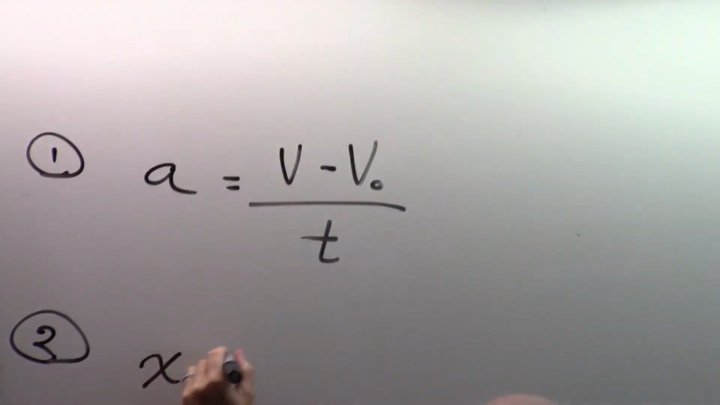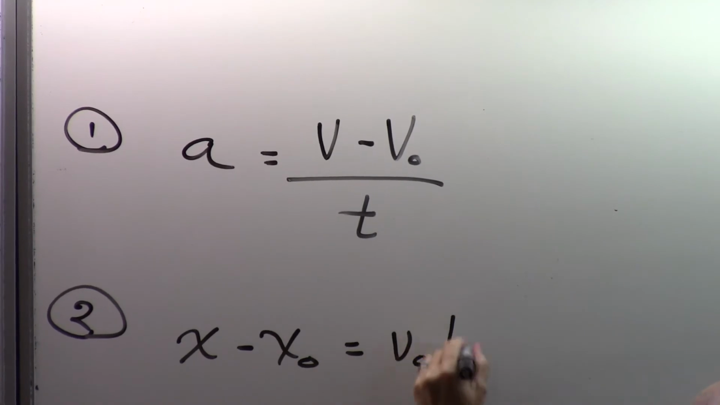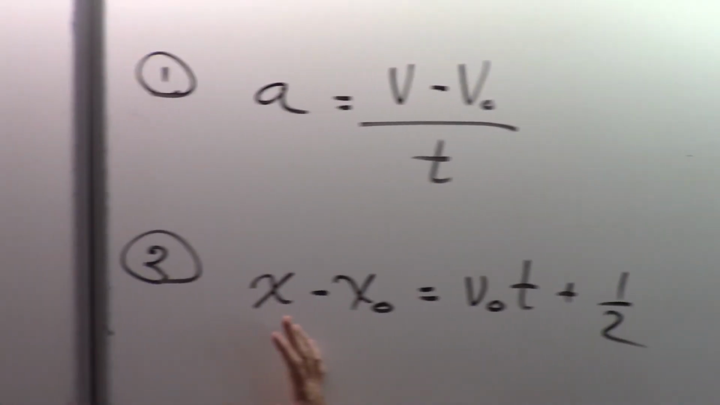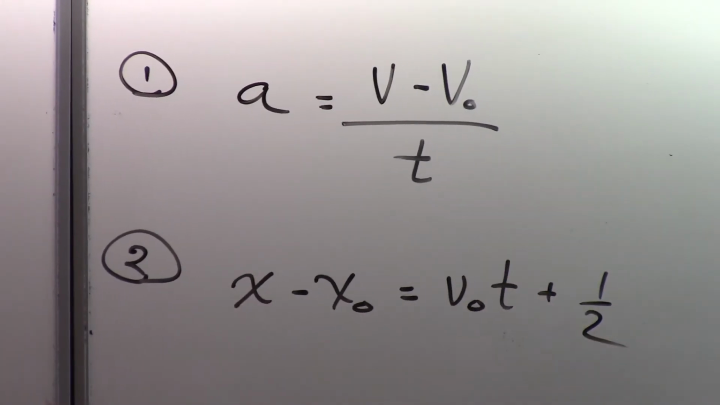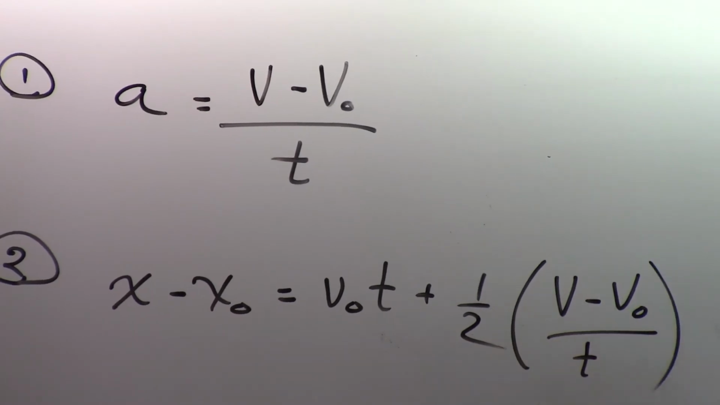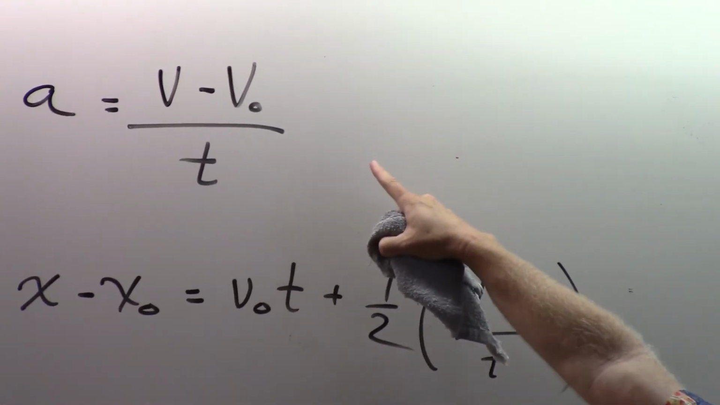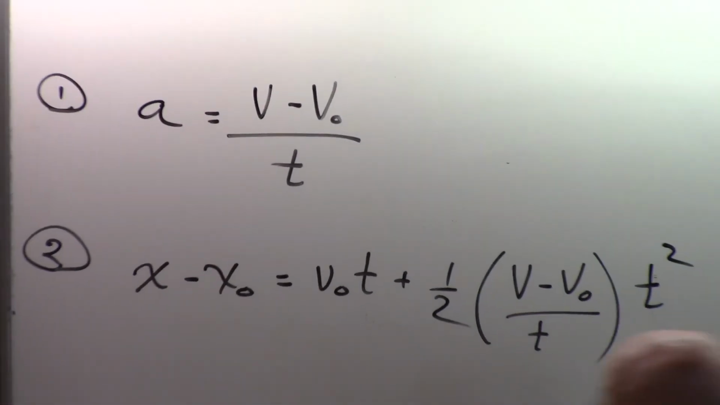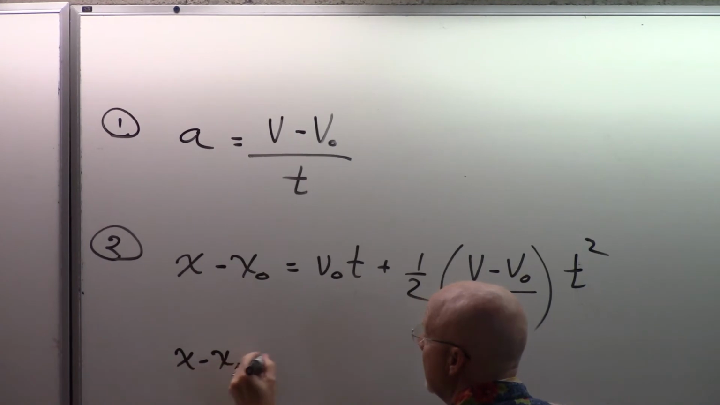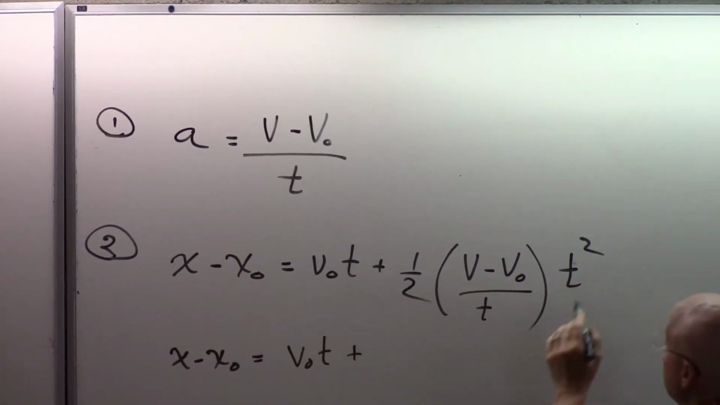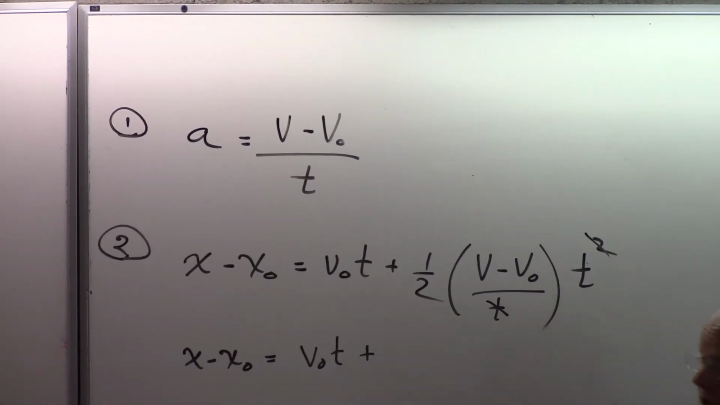So putting it into equation number 2, I would have x minus x naught equals v naught t plus 1/2. So I'm going to just go ahead and take equation 2 and move the x naught to this side already. I'm going to take the acceleration and go v minus v naught over t for the acceleration. That's up there from equation 1. And then I'm going to put a t squared. And so x minus x naught. And as you'll see, I have a v naught t, and right here, one of the t's cancel off.